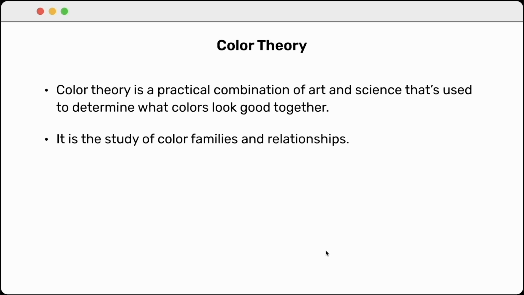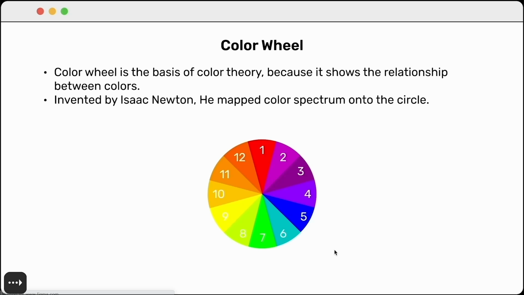The second point that I have written here is that color theory is a study of color families and relationships. We will see in detail how they are related, but before that we will go through the process by which color is created. Here is the color wheel. It is the basis of color theory because it shows the relationship between the colors. We will see that relationship in a second.